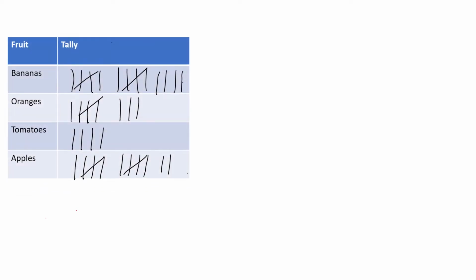So here we have a tally chart. This chart is giving us information about fruit, so how many people have fruit in the class. So the first thing you should do always with a tally is work out what the totals are. So let's look at the bananas. So the bananas are 5, 10, 11, 12, 13, 14. Oranges, 5, 6, 7, 8. Tomatoes, there are 4. Apples, 5, 10, 11, 12.